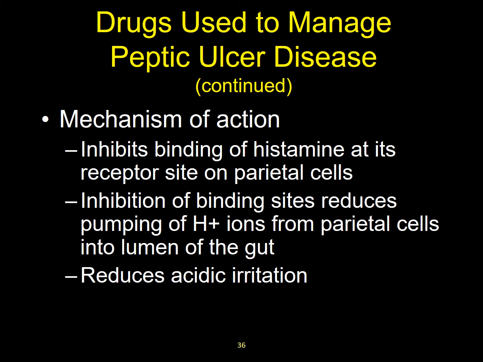So these work a little bit differently. These just don't shut down the proton pump no matter what. These inhibit binding of histamine at the receptor sites on those parietal cells, those cells where the proton pumps are located. So it inhibits the binding sites, that reduces pumping of hydrogen ions. It reduces acid output. It doesn't suppress it in the same way or intensity as a proton pump inhibitor does.